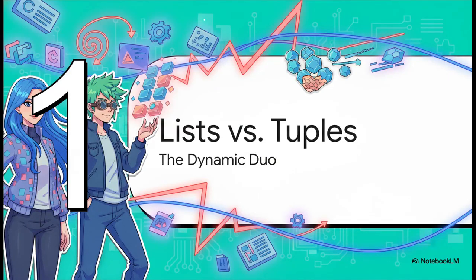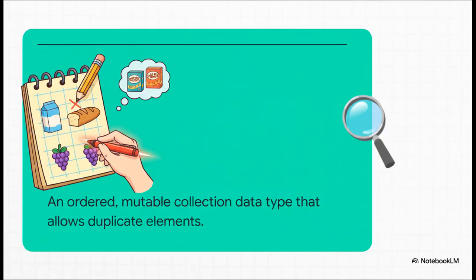Sound good? Okay, first up, we have what I like to call the dynamic duo, lists and tuples. Now, at first glance, they look almost identical, right? They both store a bunch of items in a specific order. But there's one tiny, critical difference that changes absolutely everything. So let's start with the list.